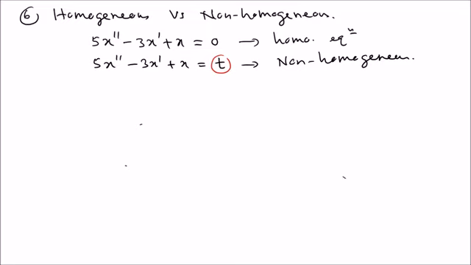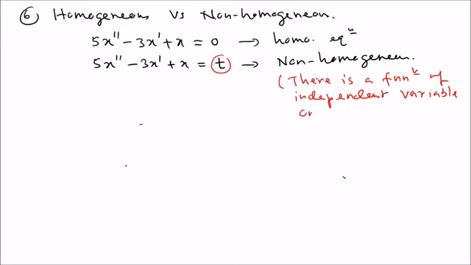Okay, so that means let's write that. So there is a function of the independent variable only. Okay, so if you see a function of the independent variable only, it is what we call non-homogeneous.